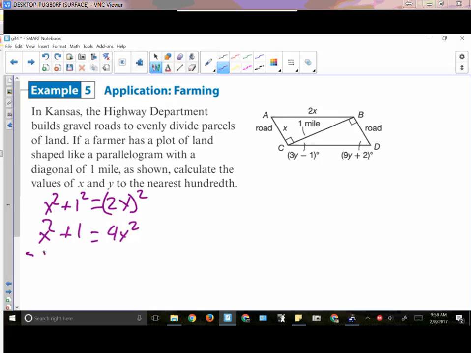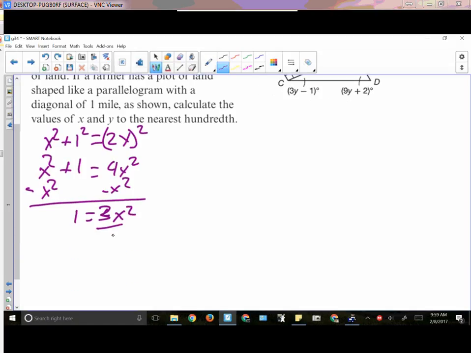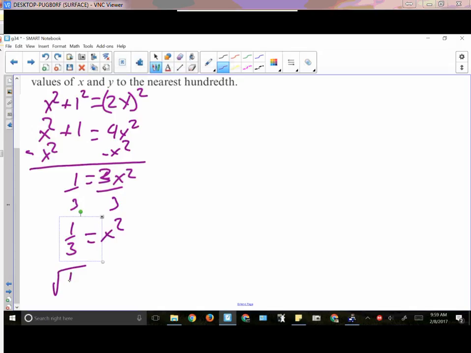So I subtract x squared, subtract x squared, and I find out that 1 is equal to, whoops, 3x squared. Divide by 3, divide by 3. I get 1/3 is equal to x squared. So that means I got to take the square root of 1/3 is equal to x. Okay, so I've done the algebra.